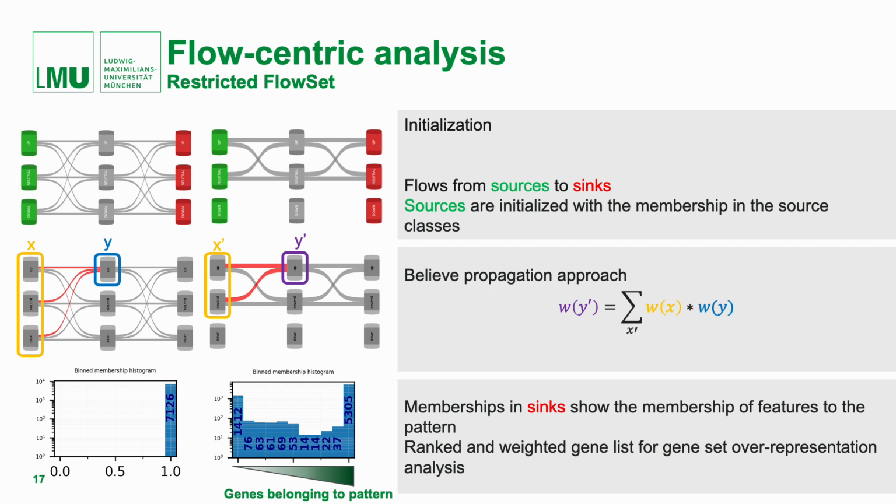On the right side, we have genes which are not belonging to our pattern, on the left, with a membership of 0. They had been downregulated at any state. And on the right, genes which are never downregulated in our system, so the whole membership flows in the restricted flow set. This membership can then be used for further downstream analysis, such as gene set overrepresentation analysis.